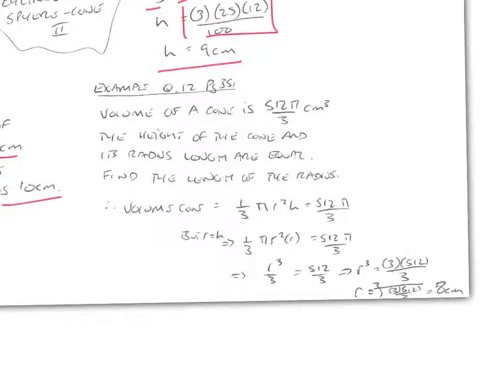Now, example, question 12, page 351. The volume of a cone is 512 pi divided by 3 centimeters cubed. The height of the cone and its radius length are equal. Okay, find the length of the radius.